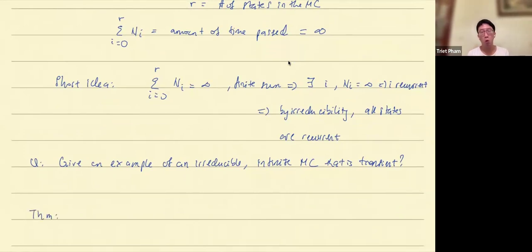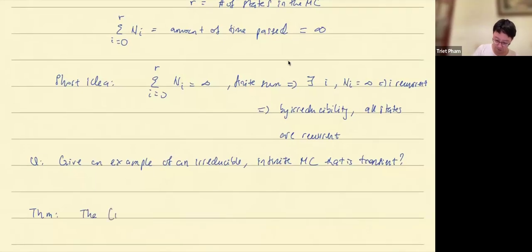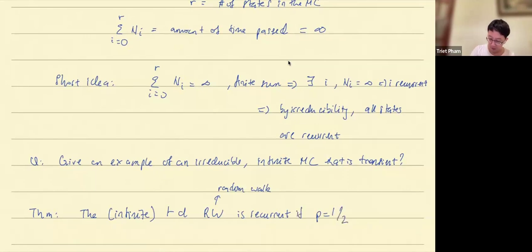So this is about the one-dimensional random walk. RW means random walk. It is recurrent if and only if p equals, you know what, let's not even go there. If p equals 1/2, and it's transient if p is not equal to 1/2.